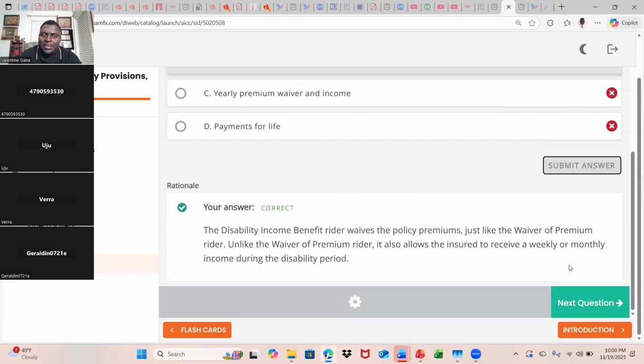And that's correct. Remember, if they have the disability income rider, that rider will pay them a certain amount of income when they are disabled. But also, once they start collecting, they will not be paying any premiums anymore.